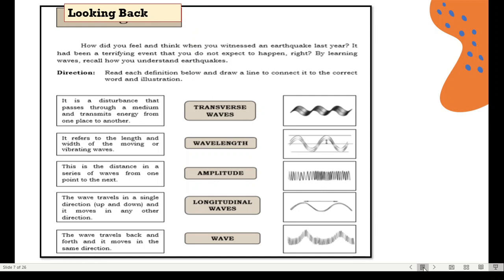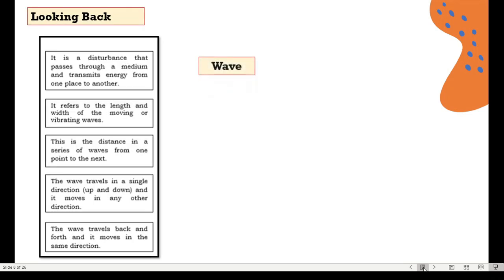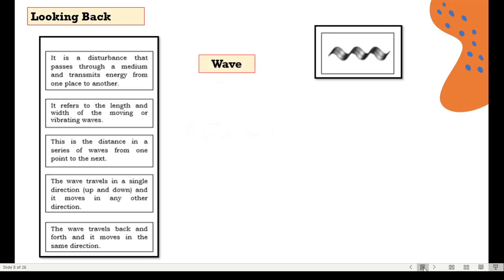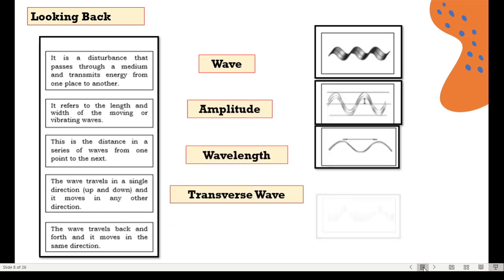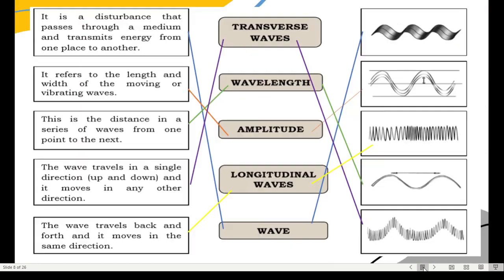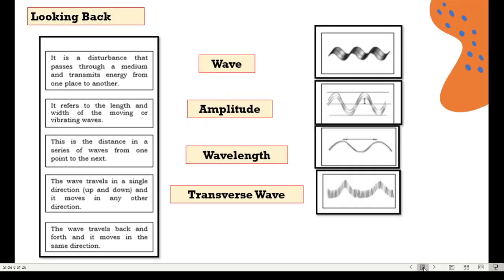So, how to do this? I will give you an example, but quickly. This is what you will do here. You're going to make a line. Lines, rather. There!